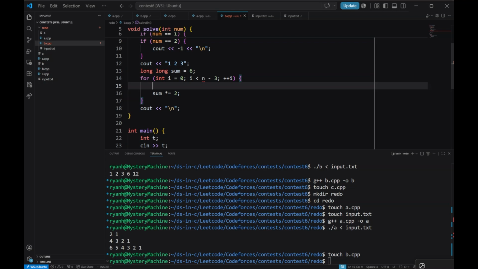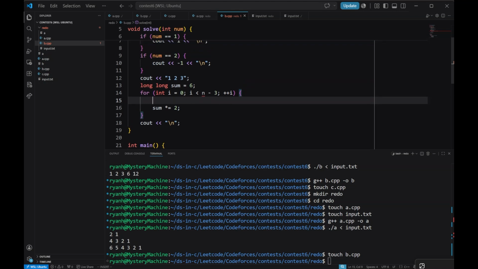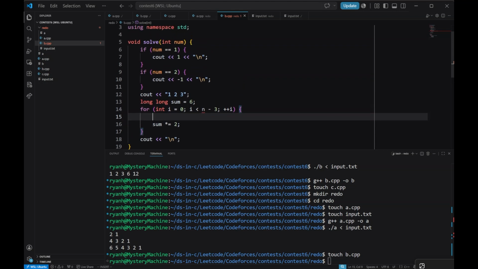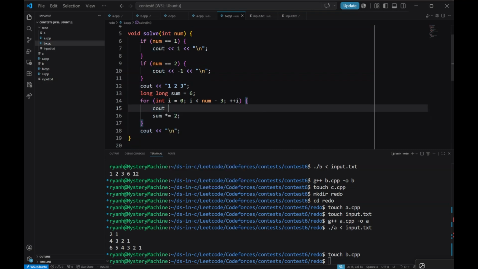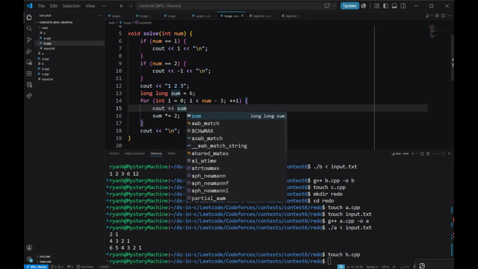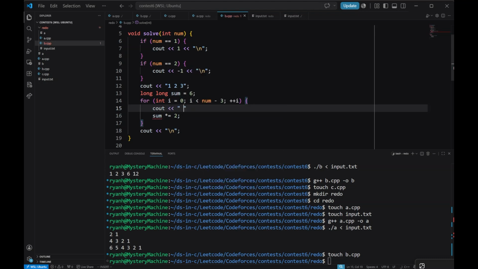For all the numbers that we are going through, we're just going to be throwing them out to the standard output as well. So we'll do cout sum. We'll do a space first, then sum. And then sum times equals 2. Okay, this should work, I think.